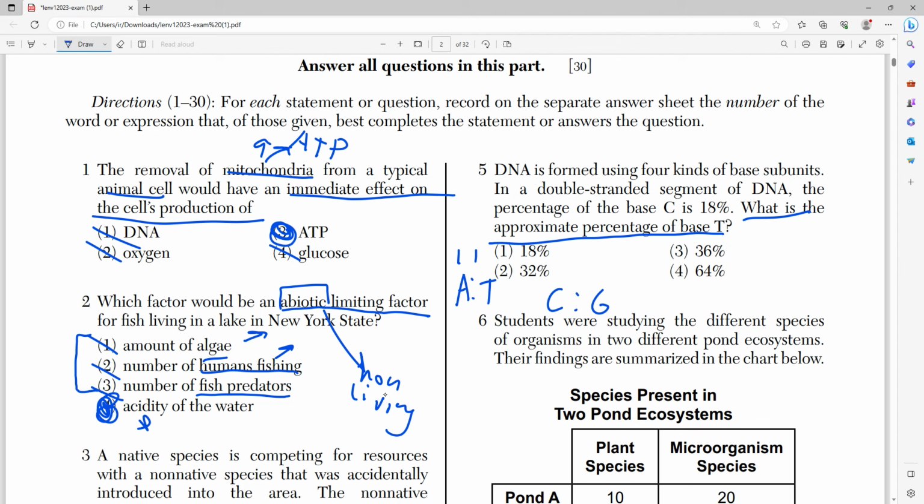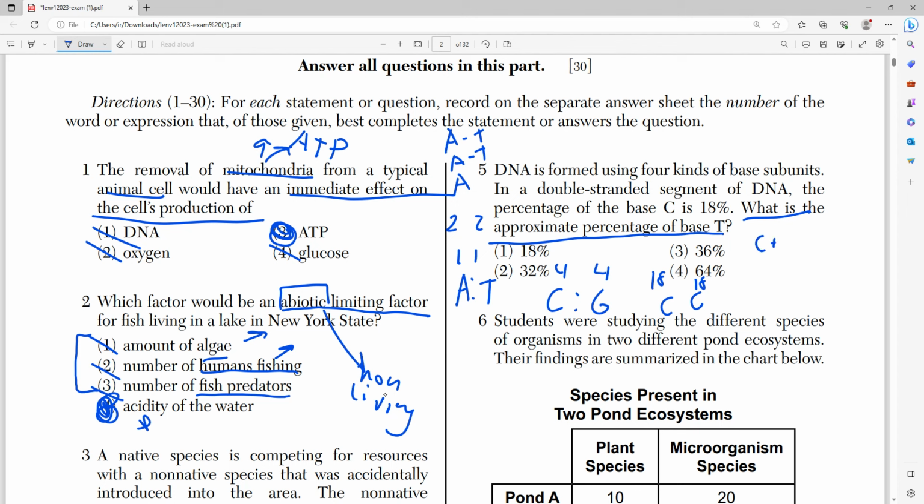So if I have 2 adenines, I will always have 2 thymines, because adenine and thymine always pair up, right? In double-stranded DNA, I can never have a base standing alone. If I have 4 cytosine, I have 4 guanine. Always the same thing, 1 to 1, right? So if the percentage of base C is 18, that means the percentage of base G also has to be 18.